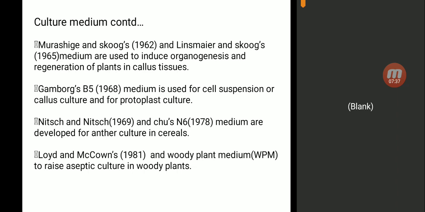There are a number of culture media that are used for tissue culture. The best medium that is suitable for most of the plants is Murashige and Skoog's medium. There are other media like Gamborg's medium, Nitsch medium, Lloyd and McCown's medium, and WPM or woody plant medium.